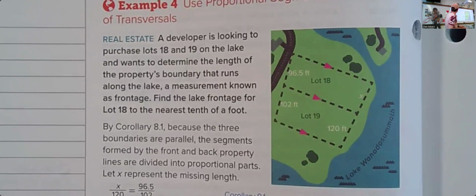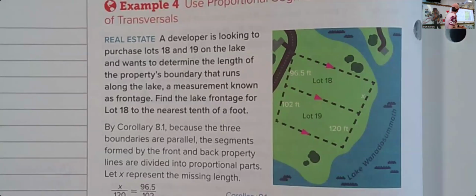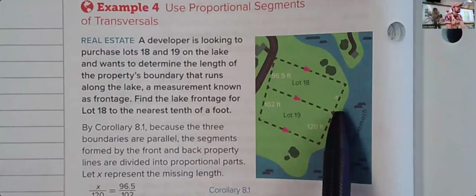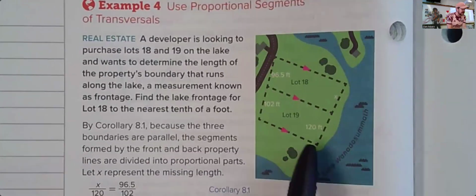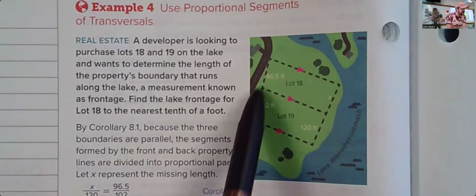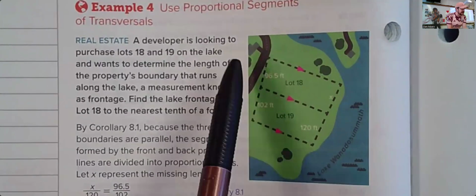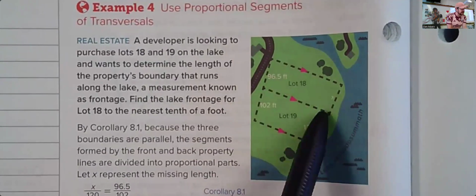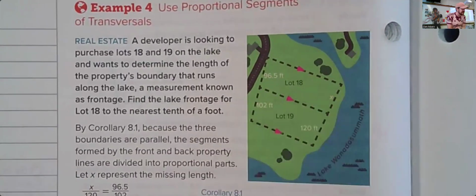So the lake frontage for lot 18, that's going to be the value of X. So it gives us numbers here. The lake frontage for lot 19 is 120. The length across the back of lot 19 is 102. The length across the back of lot 18 is 96.5. We want to find the lake frontage length for lot 18, which is marked as X.